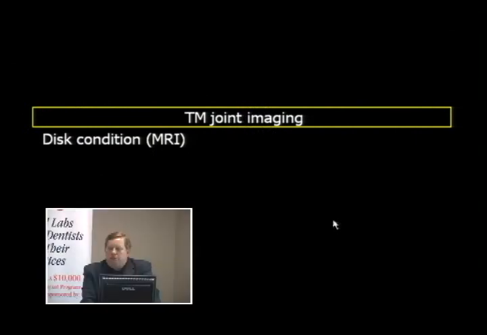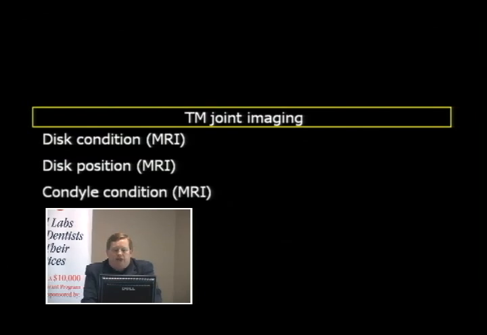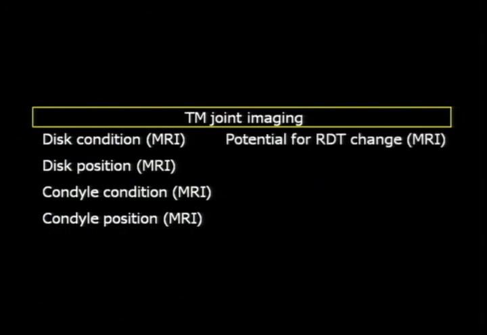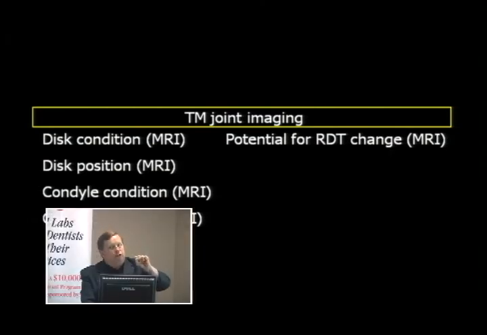So, what we're going to look at when we image is disc condition. We'll look at that on the MRI. Disc position, we'll look at that on the MRI. Condyle condition on the MRI. Condyle position, we'll look at MRI. The potential for retrodiscal change, that's how far that condyle can perforate through until it hits bone. A little bit, not too much change. A lot of bit, big potential for bite changes.